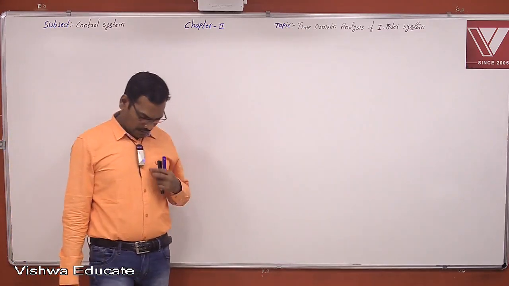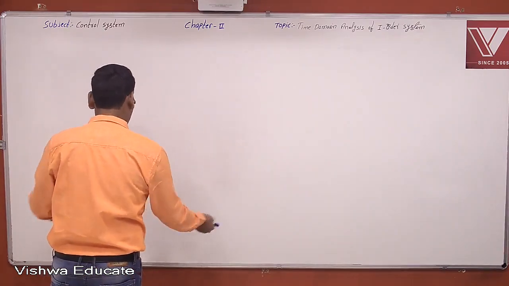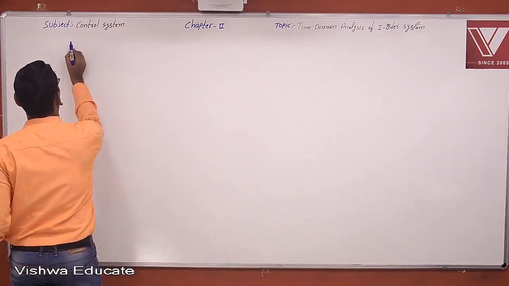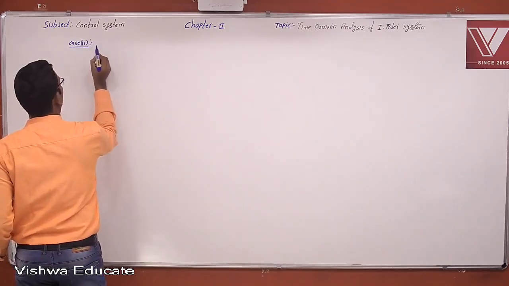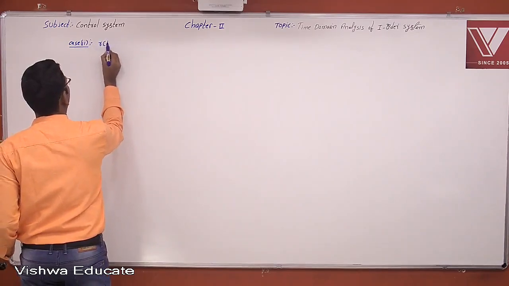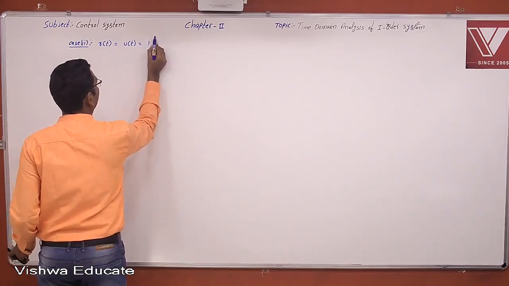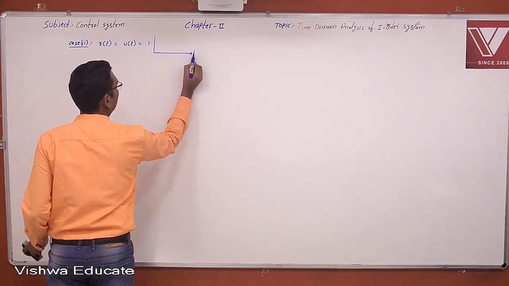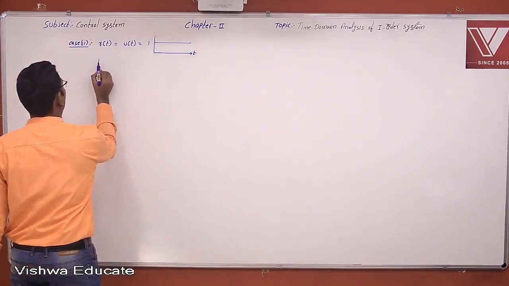Okay, students. Now we'll see case 2. What is case 2? Case 2 is the reference input. I just take it as a unit step input. Now this is the unit step input. Now what is R of S?